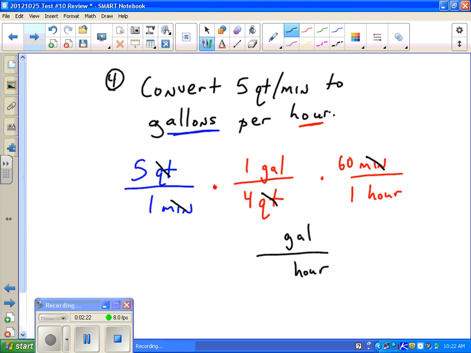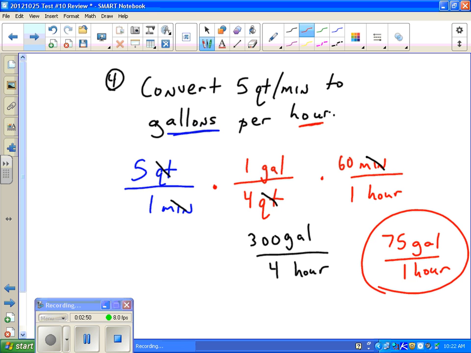Then when you multiply straight across, 5 times 1 times 60, you get 300. And when you multiply 1 times 4 times 1, you get 4. So that's 300 over 4. Then you can divide 300 by 4, and you get 75 gallons per 1 hour. So 75 gallons per hour.